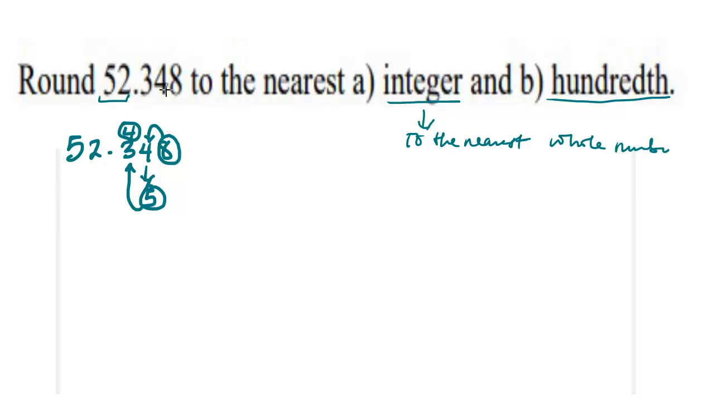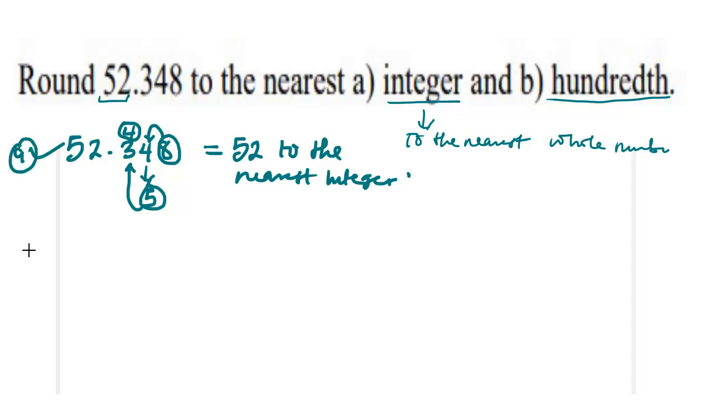So therefore 52.348 is the same thing as what? 52, right? To the nearest what? Integer. Okay, so now let's move on. That is that about that. That is for A. Then for B, we want to look at to the nearest 100th.